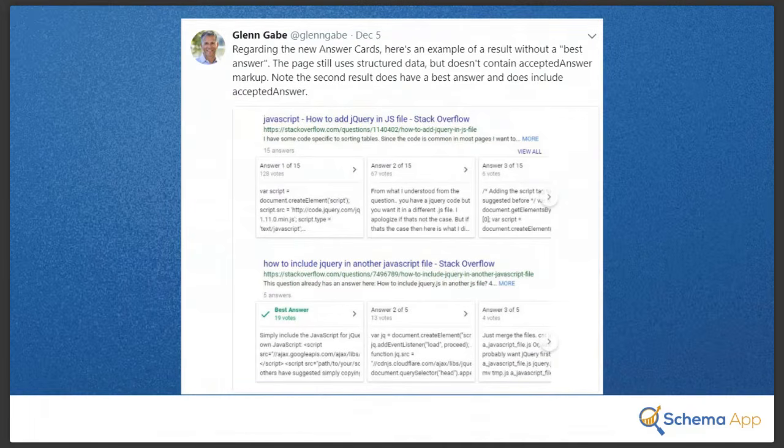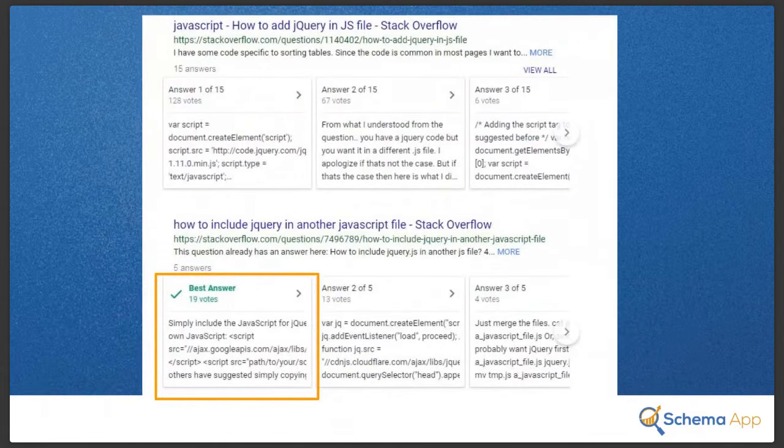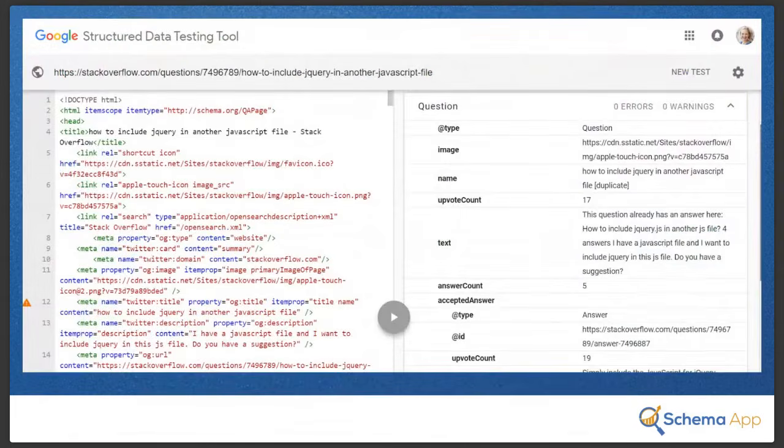You may not know, but there are two different types of answers: suggested answer and accepted answer. It looks like Google is now providing a specific feature if you use the accepted answer. So that's what we're going to talk about today: how do you make sure it's clear what the best answer is?